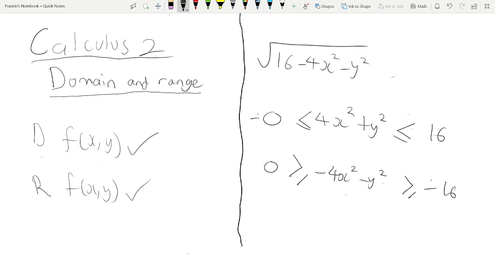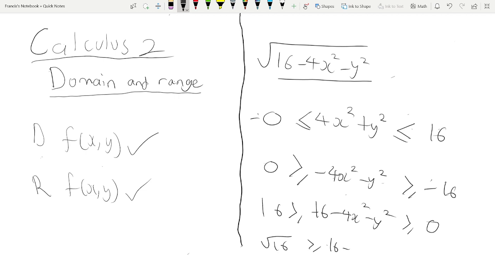Now I still want the function to look like what we have over here. So I'm going to add 16 to everything, so that here I have 16 greater than or equal to 16 minus 4x squared minus y squared greater than or equal to, so 16 minus 16 will give me 0. And now I can find the square root of everything. So the square root of 16 minus 4x squared minus y squared, forgive the handwriting, equal to 0. So when we do this, let me write it over here. Here we would have 4 being greater than or equal to our function, greater than or equal to 0. Yes, some might argue that's supposed to be plus or minus 4.